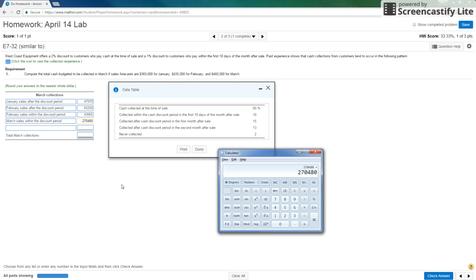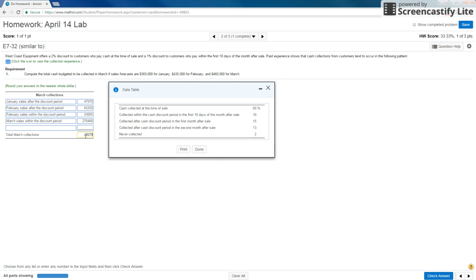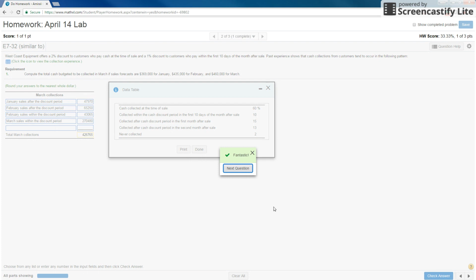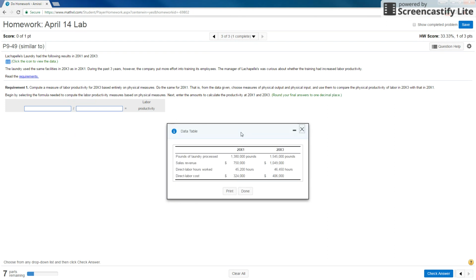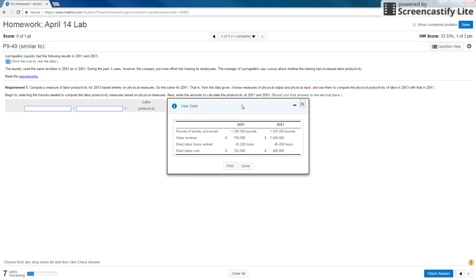So the total is this number, 426,765. If we did everything right, the answer is right. Now we have to go to the next question. So read this question and I will solve it in a little bit.